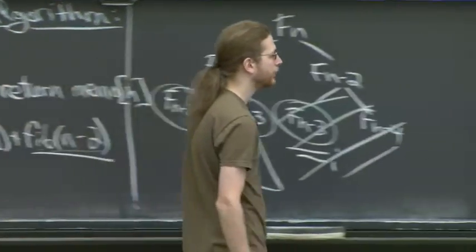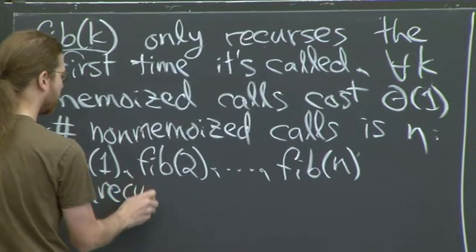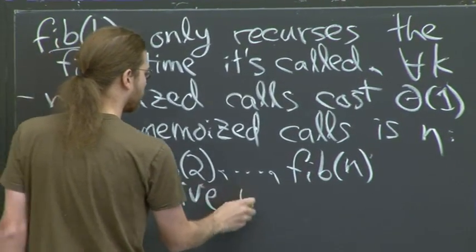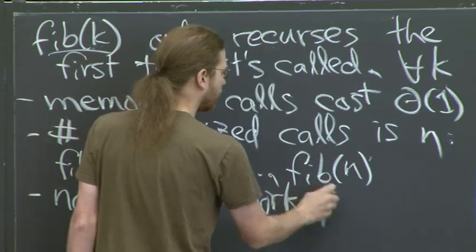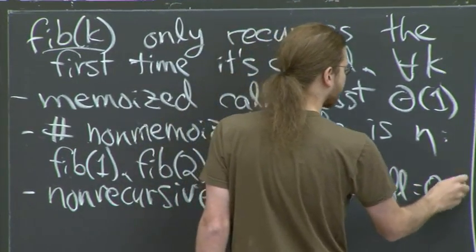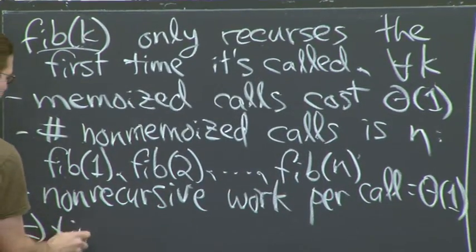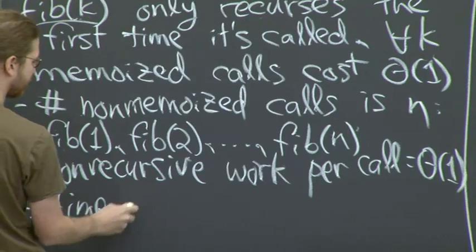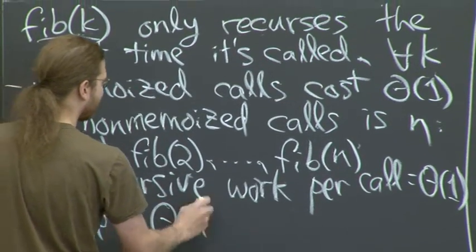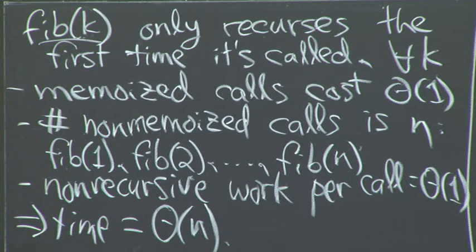Okay, so I will say the non-recursive work per call is constant. And therefore, I claim that the running time is constant. Oh, sorry, is linear. Constant would be pretty amazing. This is actually not the best algorithm.